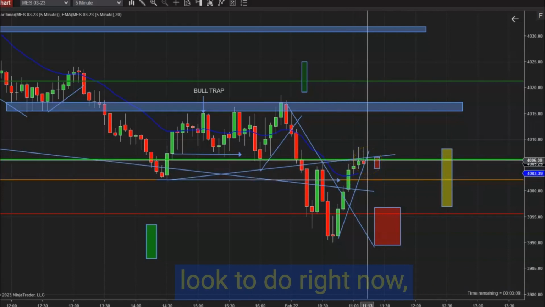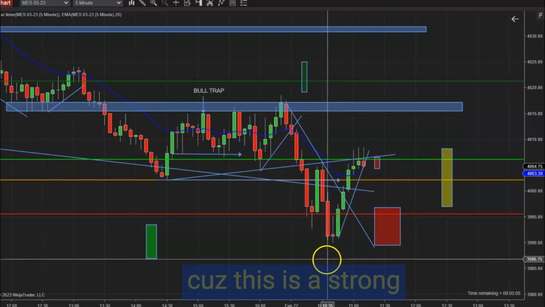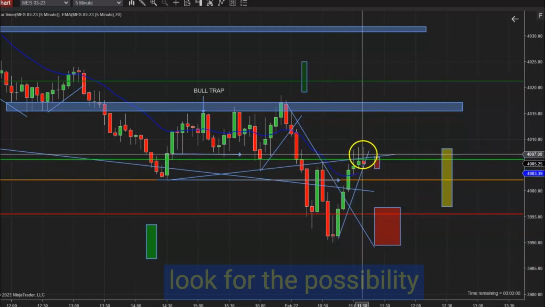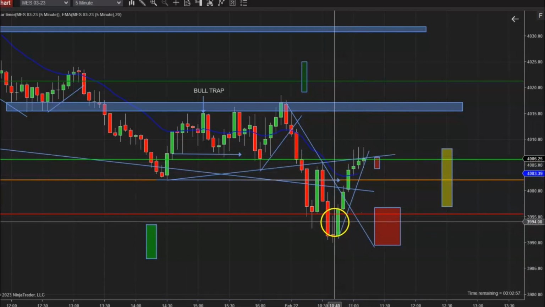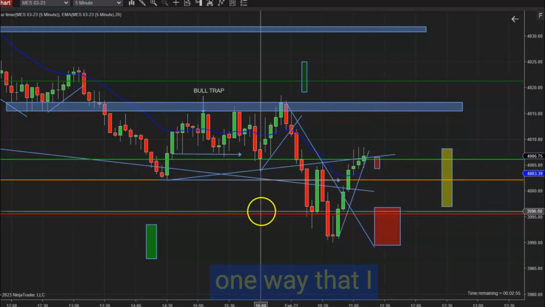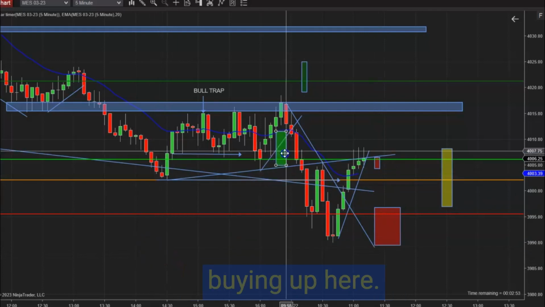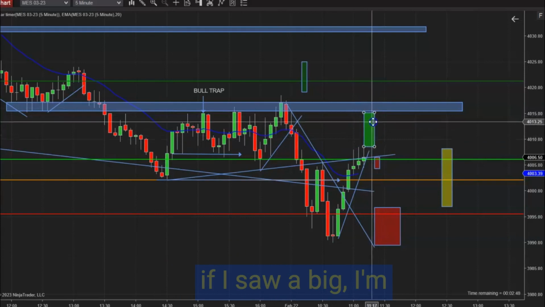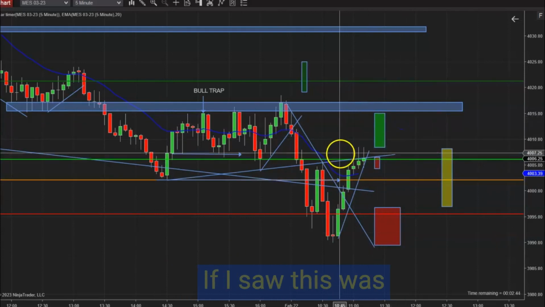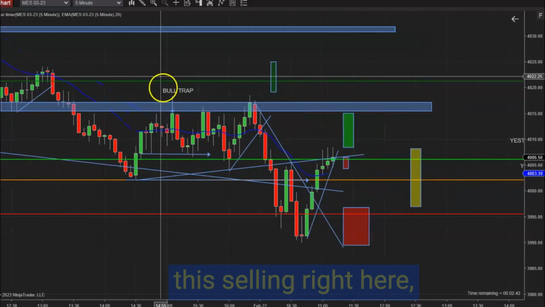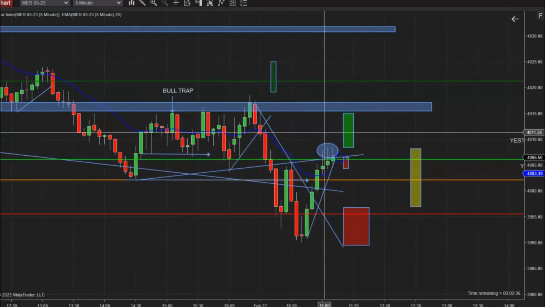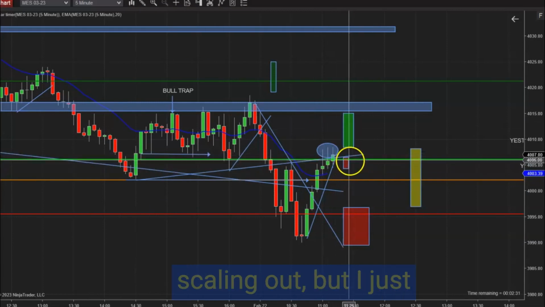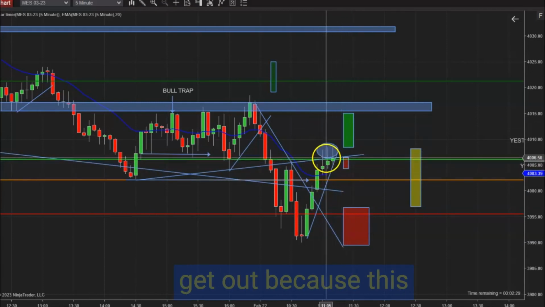So now, because this is a strong bull trend, what I'm going to look to do is look for the possibility of getting back in. Unfortunately, one way I would get back in is if I saw more buying up here, but I don't know if I want to really buy. I'm thinking it through. This selling right here, see the selling? That was enough to at least get me out of my long. I was considering scaling out, but I just said, I'm just going to get out because this is slowing down.